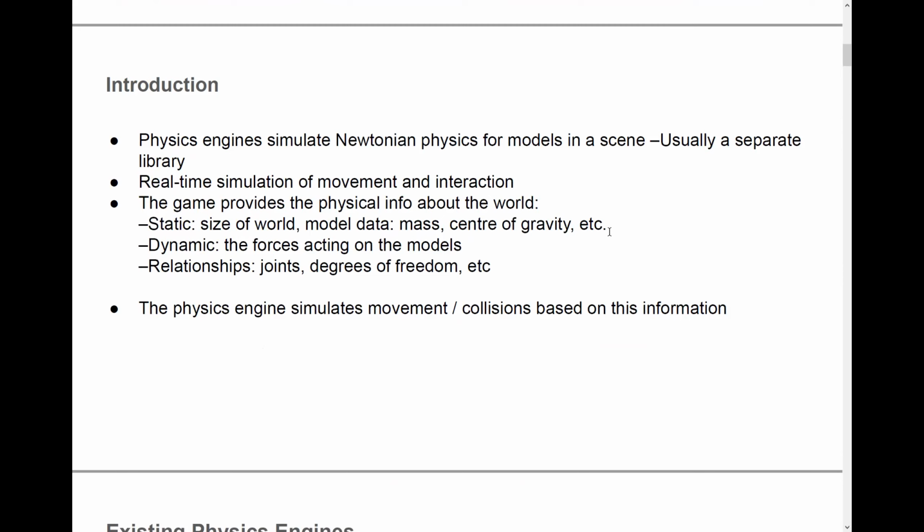physics engines simulate physics, Newtonian physics, for models in a particular scene. Usually we use separate libraries for this modeling purpose. A real-time simulation of movement and interaction can be captured in this way of modeling. So the game basically provides us with physical info about the world, for example, the size of the world, the mass, center of gravity, forces, etc.